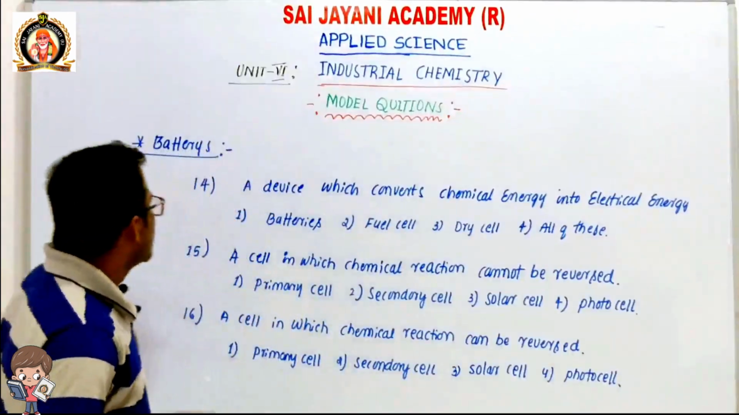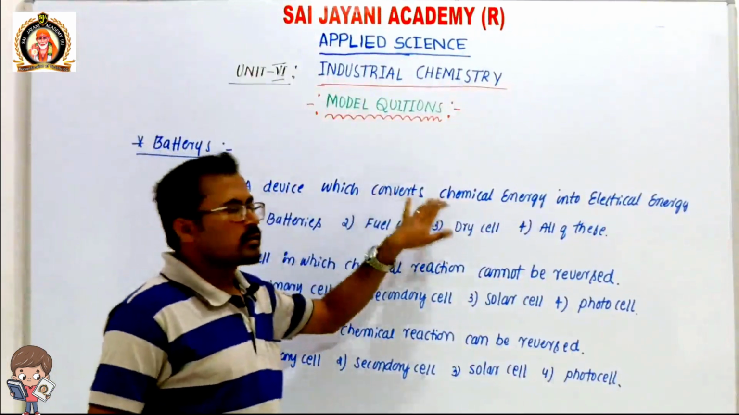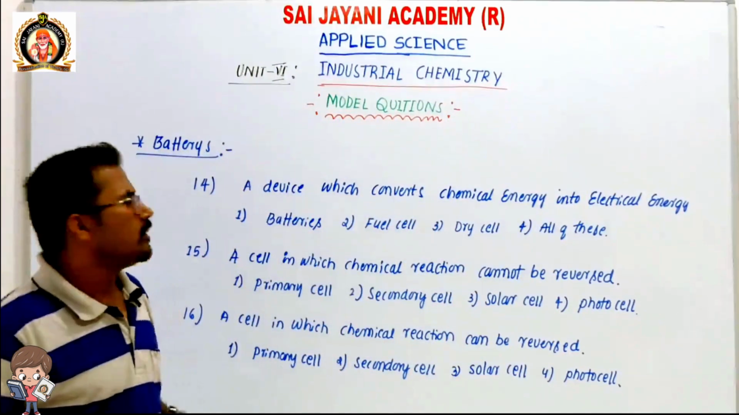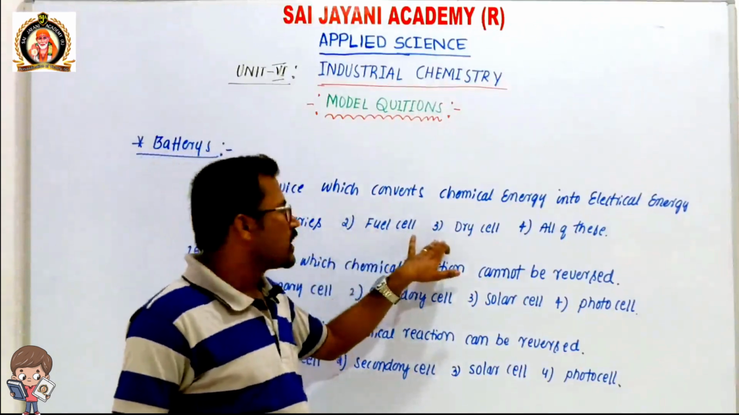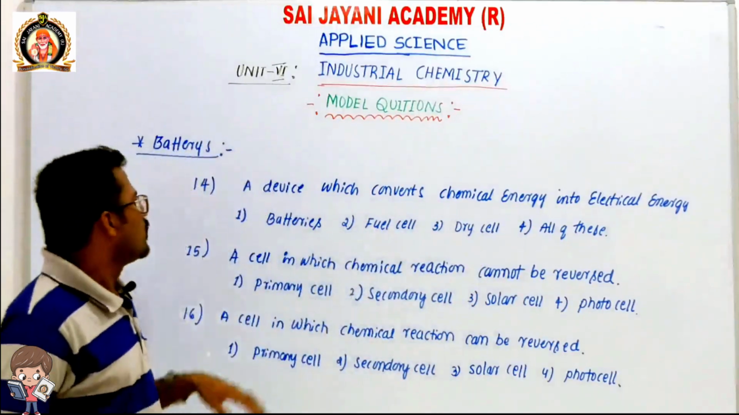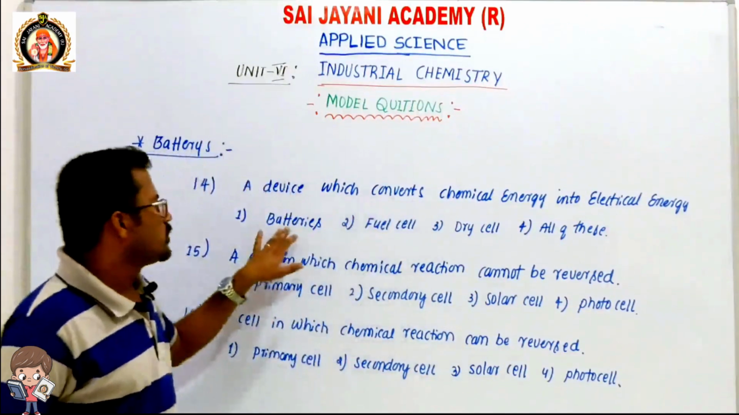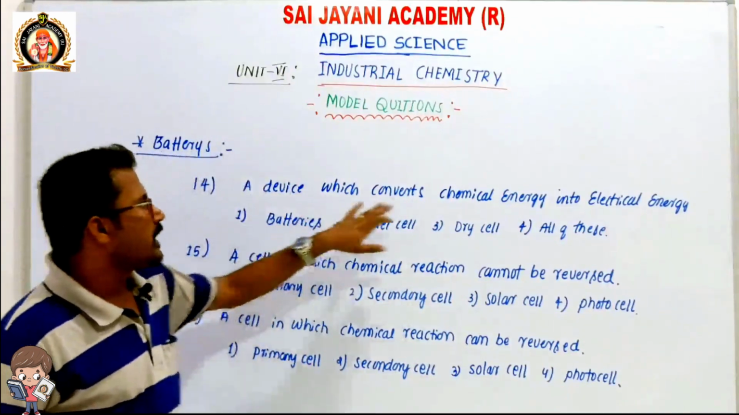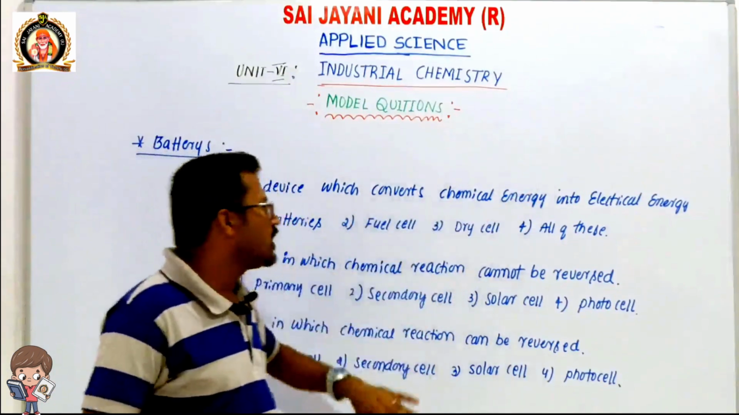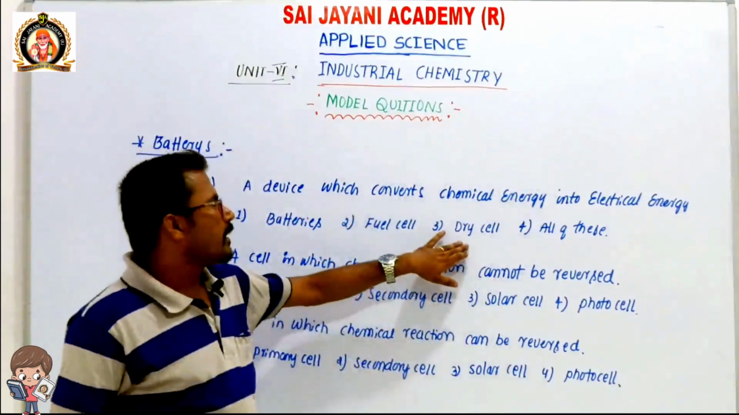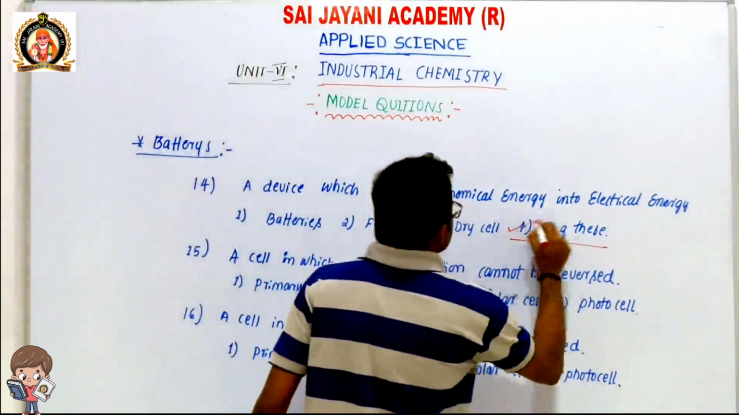So next, questions on the concept of batteries. Question number 14. A device which converts chemical energy into electrical energy. Option 1 batteries, option 2 fuel cell, option 3 dry cell, option 4 all of these. Batteries are devices which convert chemical energy into electrical energy. A fuel cell is also such a device, and a dry cell also converts chemical energy into electrical energy. So option 4 is the right answer.